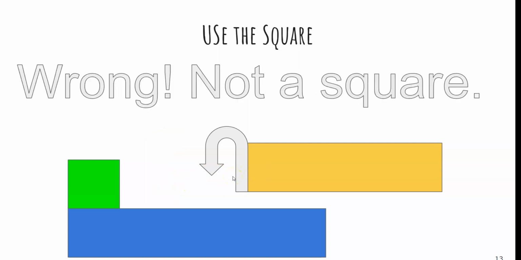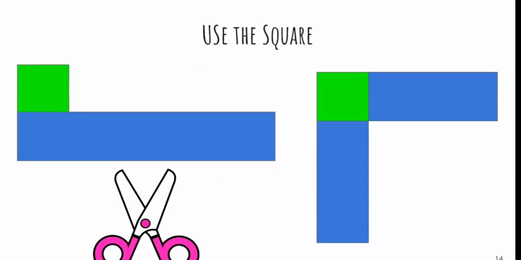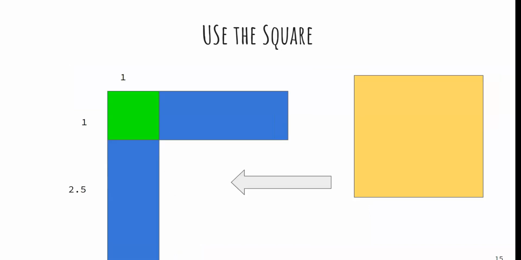No, because it's not a square. It has to be a square. So what do we do, right? How do we complete the square now? Well, we have to cut the blue piece in half, and then we'll be able to make a square. So now we cut the blue piece in half. It was 5 by 1, so now it's 2.5 by 1.